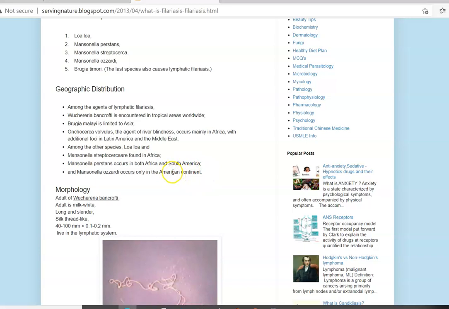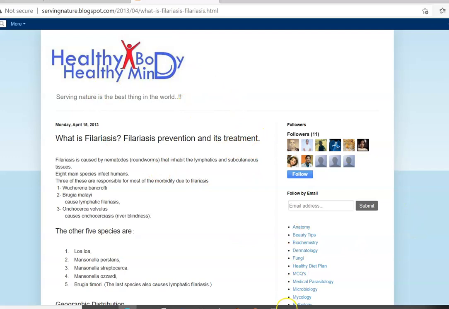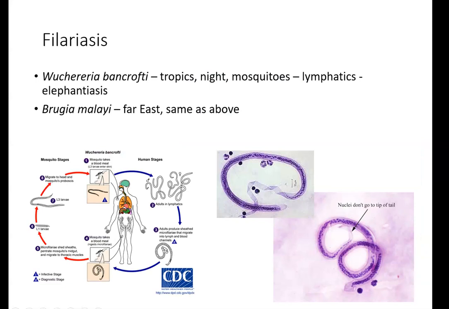Okay. So I liked this one, so I decided that I was going to stick it in the PowerPoint so you guys would have it. But going back now to the PowerPoint. So it's there. It's pretty good for what happens.